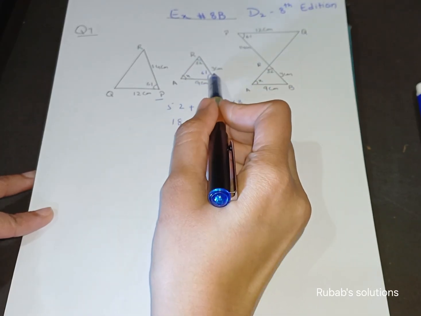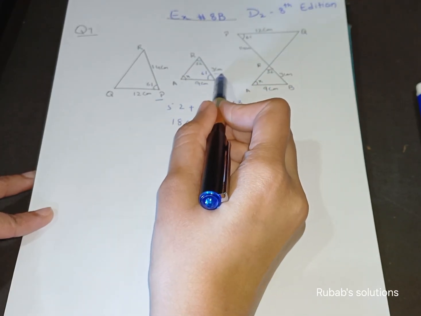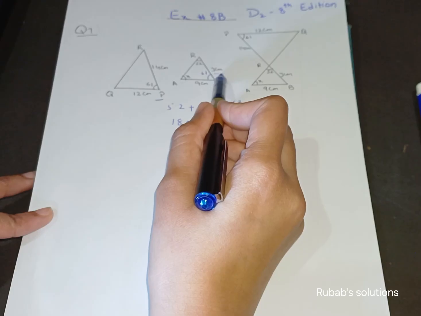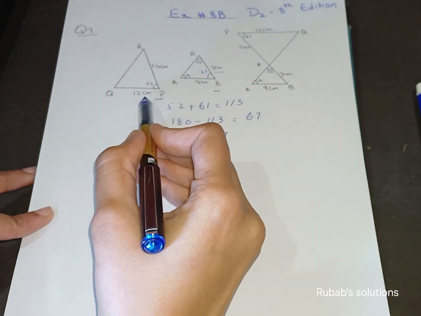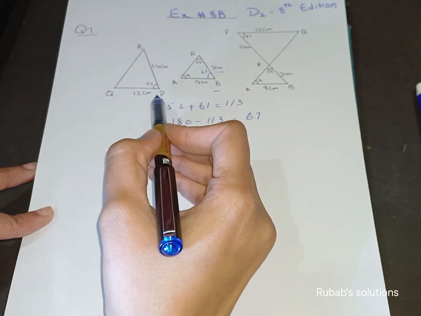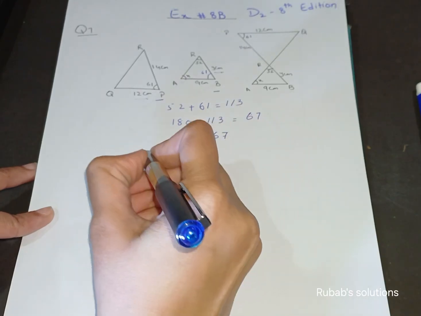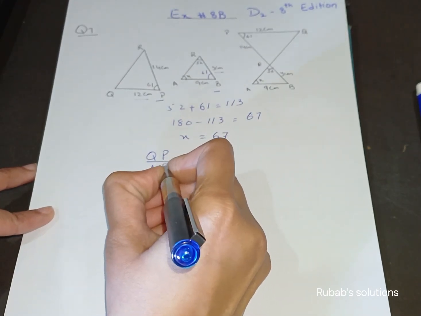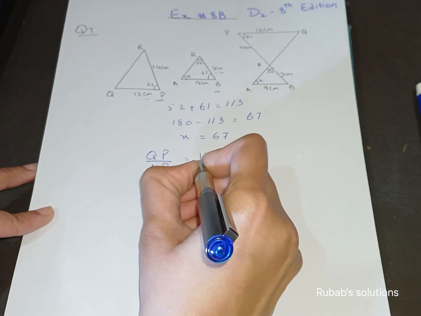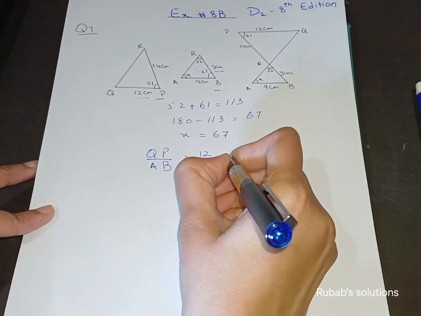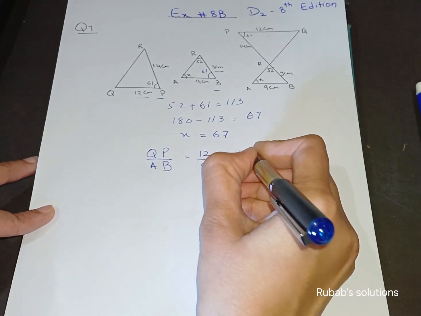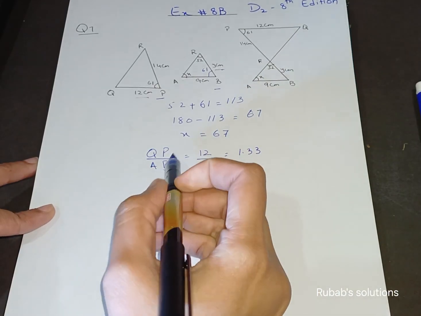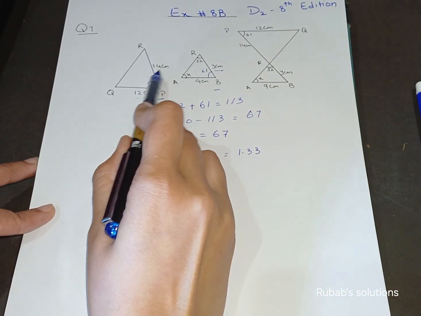Now I have to find the value of y. That means I have to find out the side. For a side, I told you what we have to do: we have to find out the scale factor or the common ratio first. So this is QP divided by AB. The value of QP is 12 and the value of AB is 9, and the answer from here is 1.33.